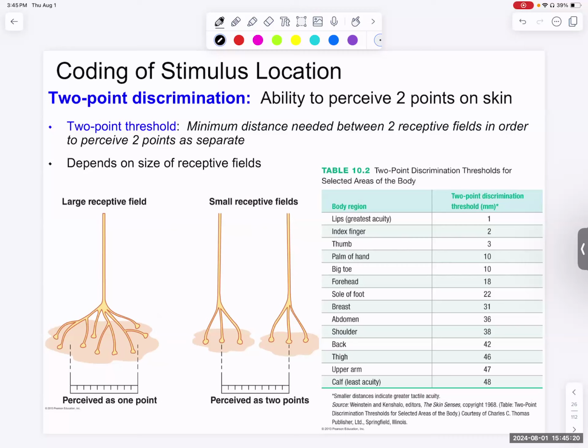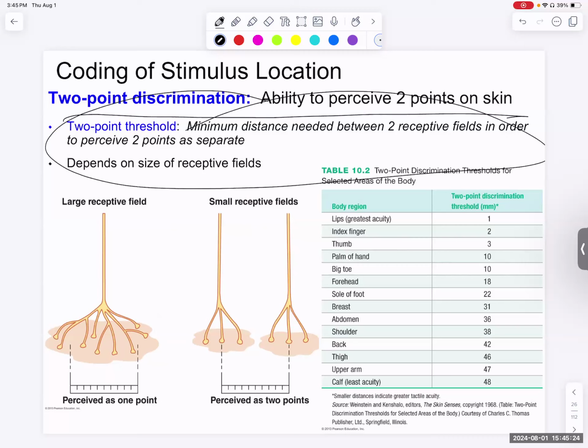So we're going to do 2-point discrimination in lab. I'm not going to get too into the weeds into it right now in lecture because we're going to go through this in lab, but this is giving you basically the size of the receptor field.